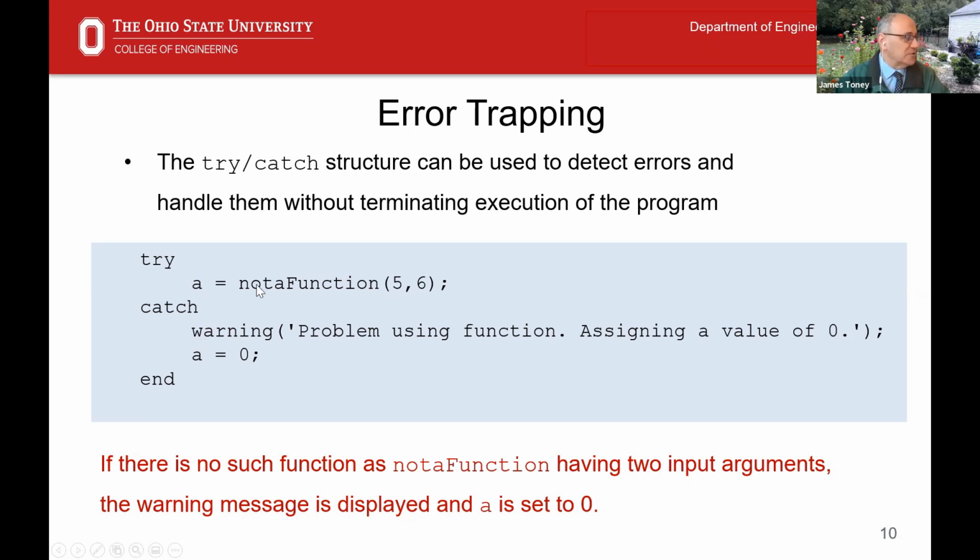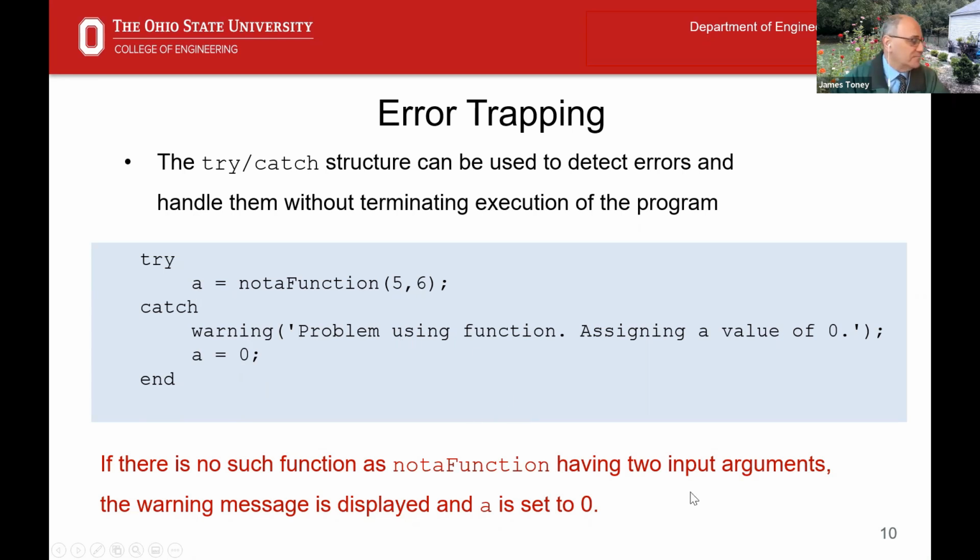All right, so let's say there is no such function as not a function. Or often what happens is you have it in the wrong folder, so MATLAB couldn't find it. Well, normally that would give you a fatal error. It'll say unrecognized function, undefined function, something like that, and stop. But if you put it in the try block, instead, it'll print your warning message. And there's something built into MATLAB called warning, which allows you to print a warning message, and just assign A to a default value. And then it continues. It'll run the rest of the program.